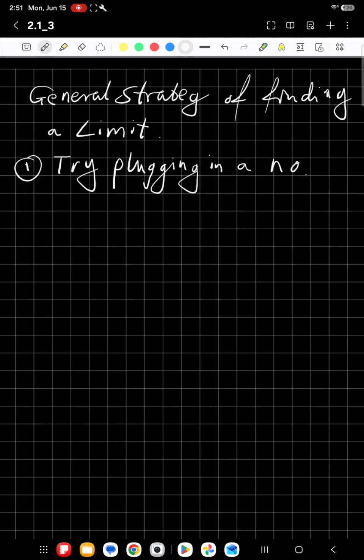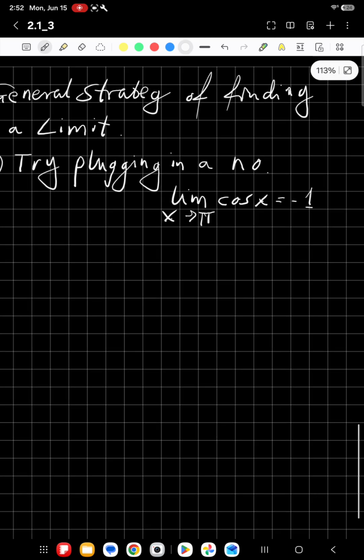I can give you another example. It's always good to do a trigonometry problem. So x is approaching pi, and we have cosine of x. In this case, we can just plug in that pi. Cosine of pi is -1, and that's the answer.